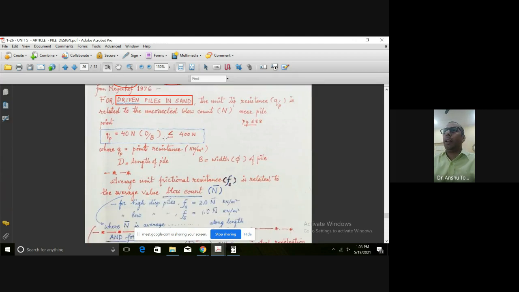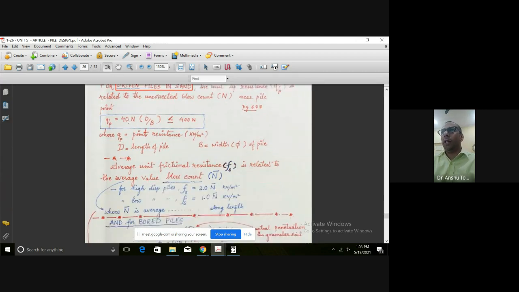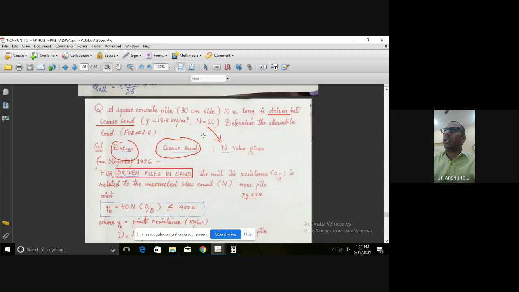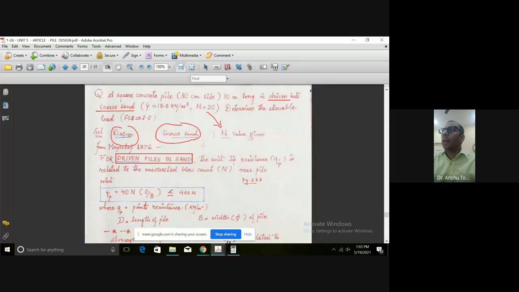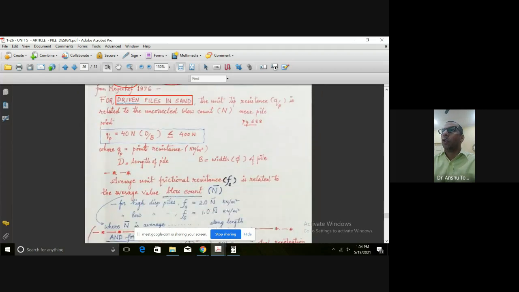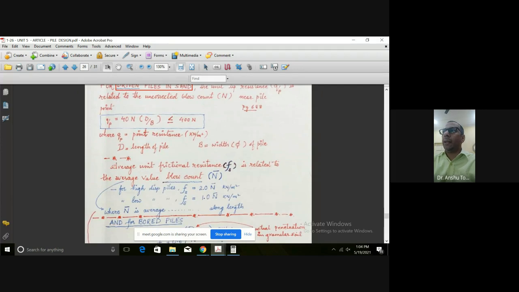Now we have here 40 times N into D upon B. Depth we know: the depth is 10 meter. And B we have as 30 centimeter side, that is 0.3. So for the point resistance, depending upon that, we have these two factors here.